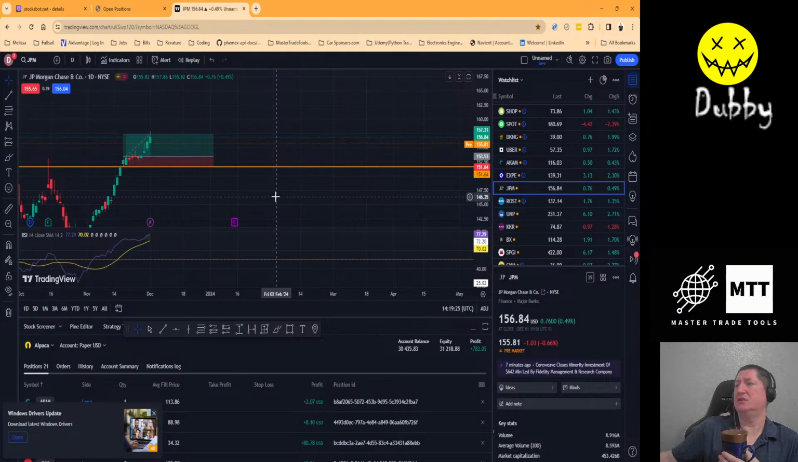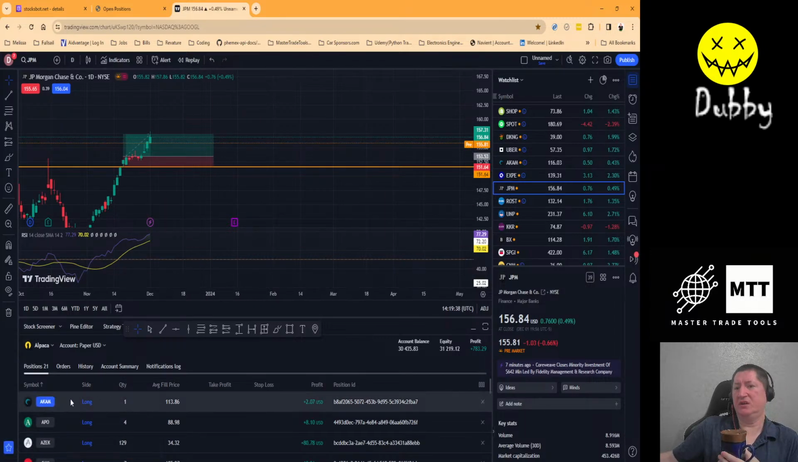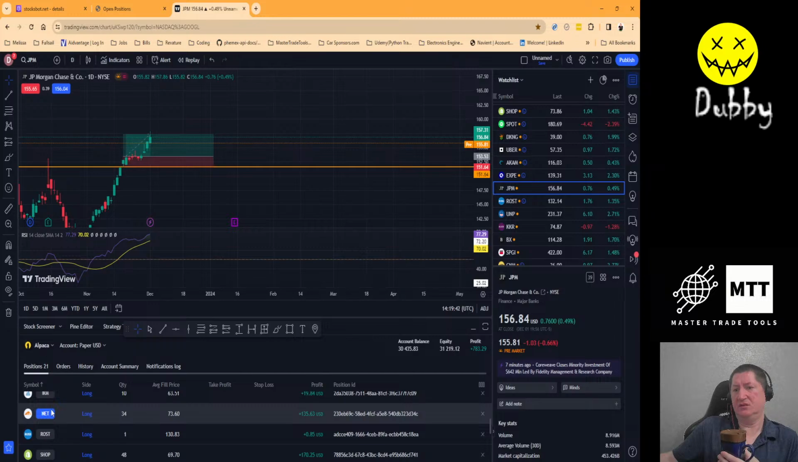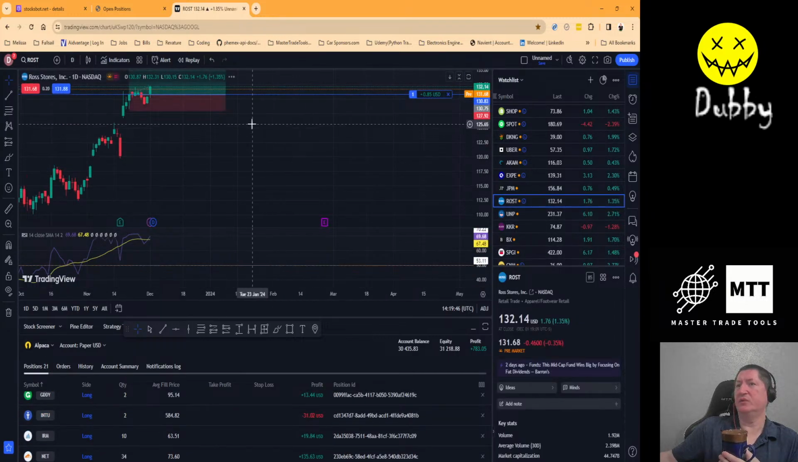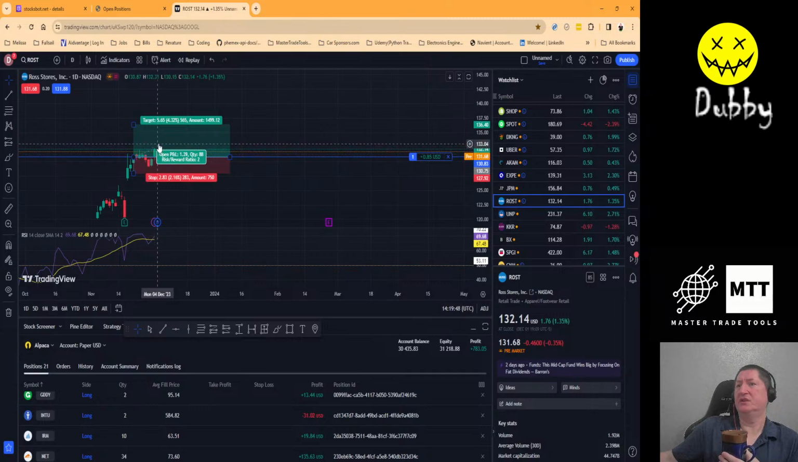JP Morgan, still continuing that bullish trend. I think we closed out on this last week. Yeah, we closed out on that last week. Then we got Ross Stores. Looks like it did its retracement. Now it's continuing upward.